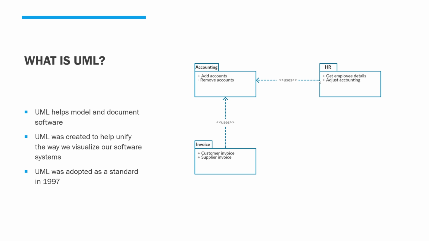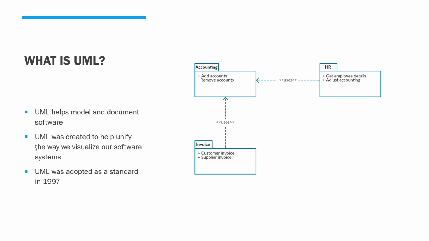Now, this HR goes to accounting, so this is directed with a relationship, shown by this arrow here. This arrow helps show that relationship. This arrow has different kinds of meanings based on each software. Now, the UML was created to help unify the way we visualize our software systems.